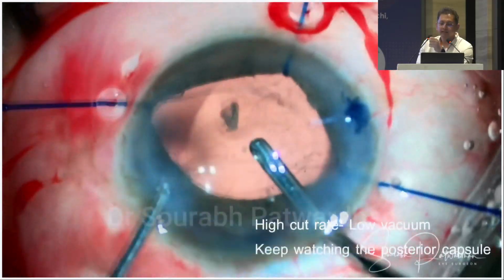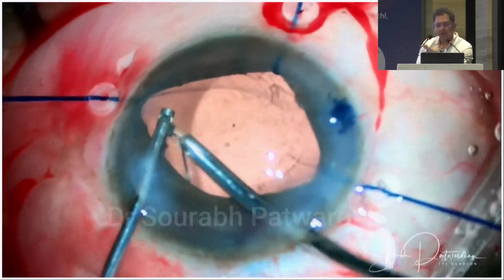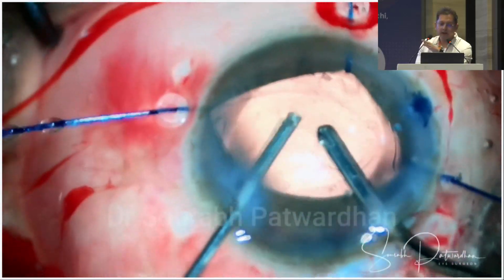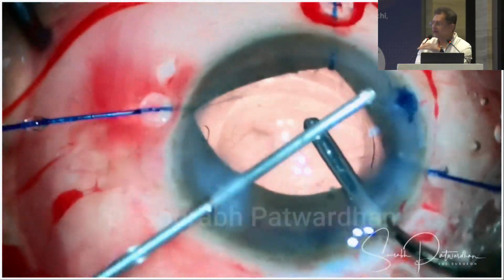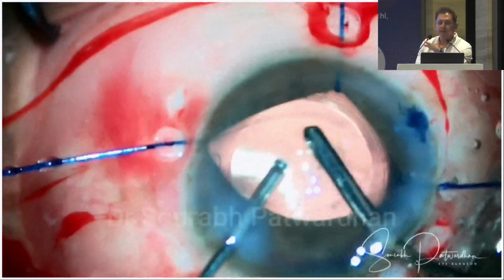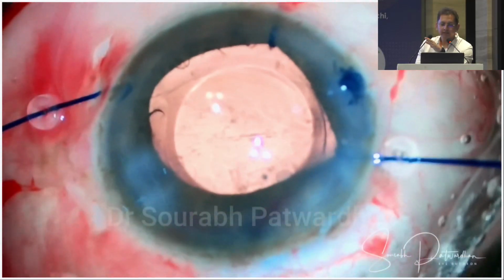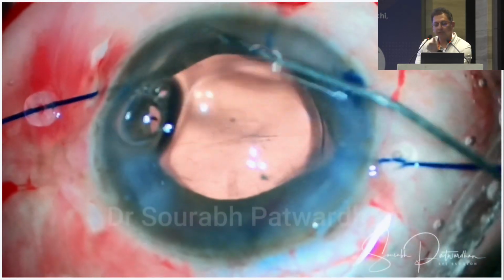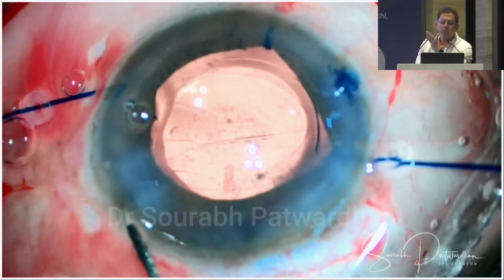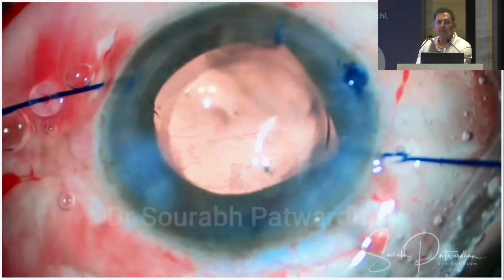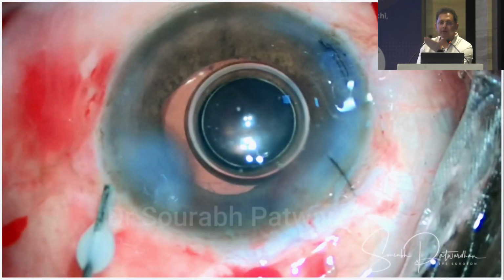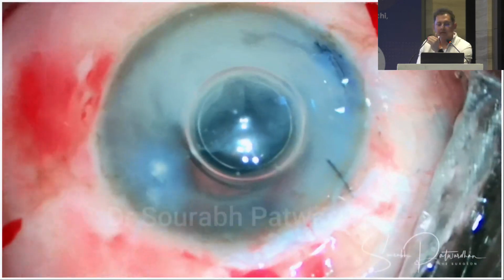Once I did that, I realized now the AC has deepened. There is no, I would say, decentration of the bag. And now I could remove the iris hooks and the IOL remained well stable within the bag without any decentration. So in this situation where there is possibly vitreous behind the bag which can come out through the zonular dialysis area, or if there is a little bit of fluid misdirection which is pushing the IOL up, in these cases also the pars plana anterior vitrectomy helps.